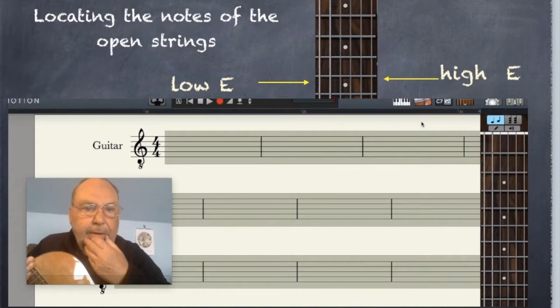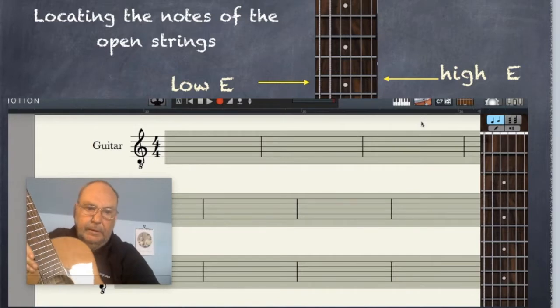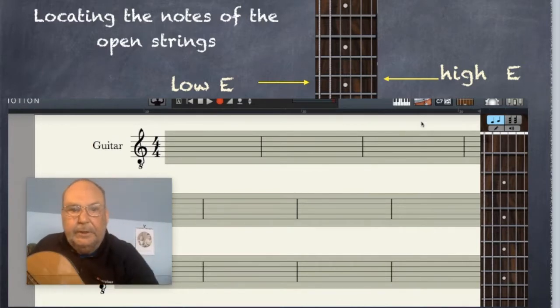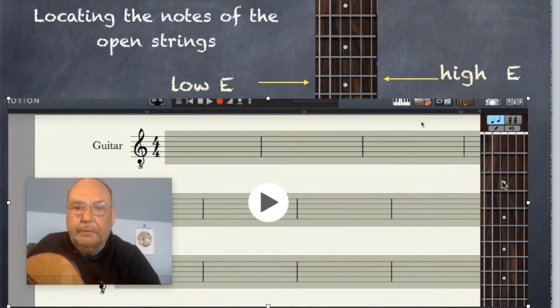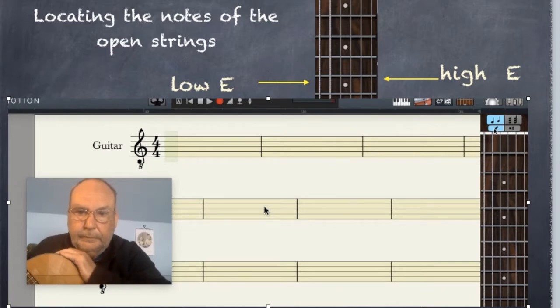So first we're going to start out by looking at the notes that are on the open strings on the guitar. That's E, A, D, G, B and E. Where do they appear on the stave? Well, over here I have a little virtual guitar, and on the left side is the low E, and on the right side is the high E. And I'm going to play those notes by clicking on this. I already recorded this.